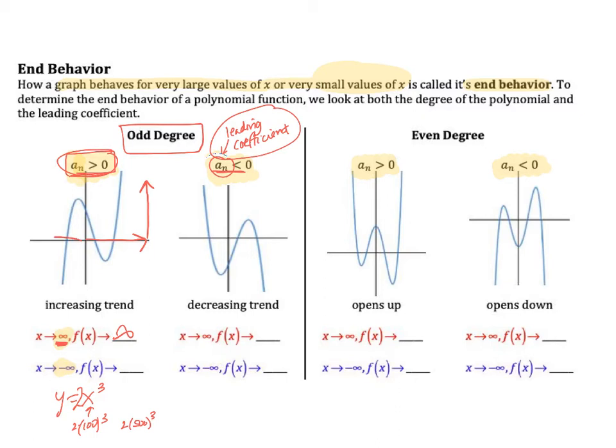As x is getting smaller and smaller, if we put in a negative value, so if I put in a negative 100, well, a negative cubed stays negative. So now, as my x values are getting smaller and smaller negatively, then my y values are also negative.